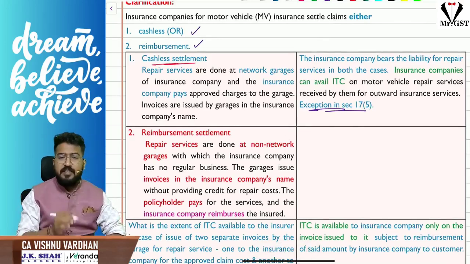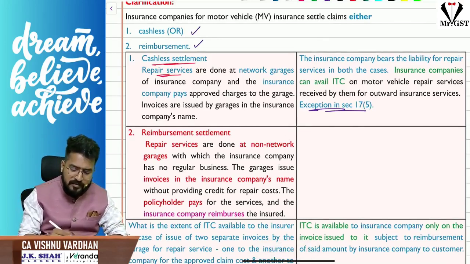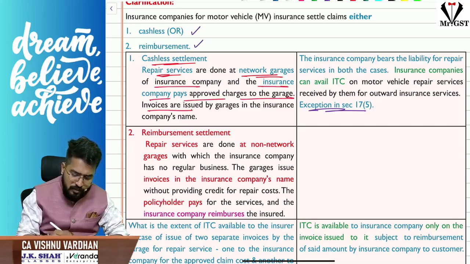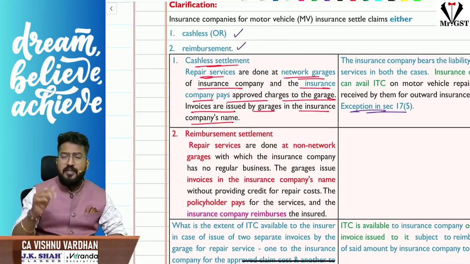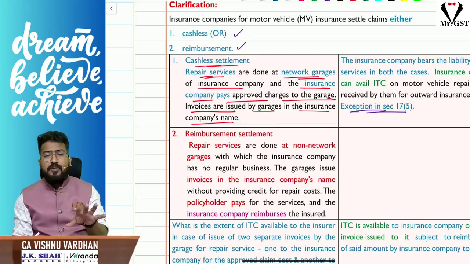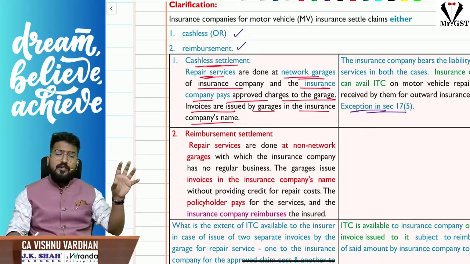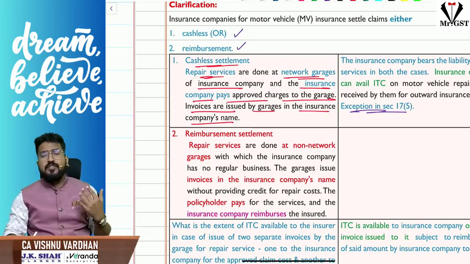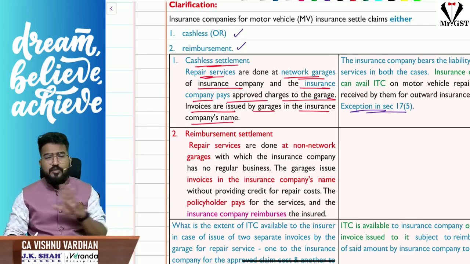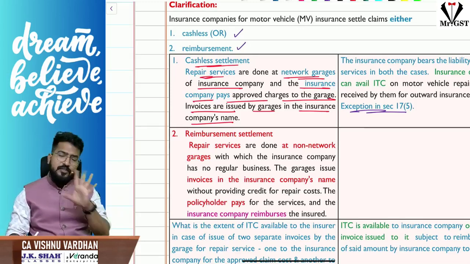What does it mean, sir? Cashless means the repair services are done at network garages of the insurance company, and the insurance company pays approved charges to the garage. Invoices are issued by the garage in the insurance company's name. For example, my vehicle got damaged, I will drop the vehicle to the insurance company. The insurance company will take that vehicle to garages with whom they have MOUs. So within their network garages, they will do the repairs.